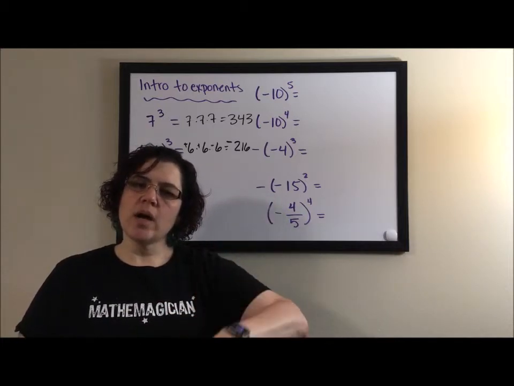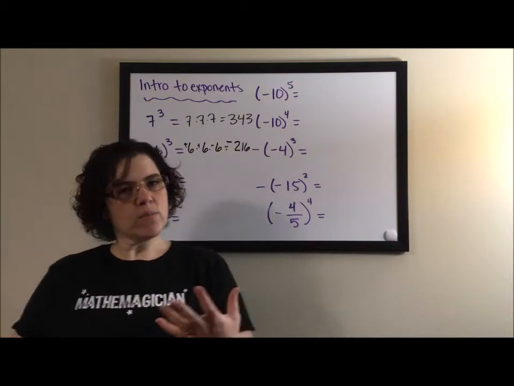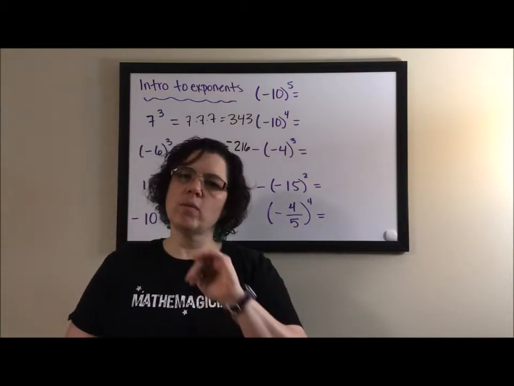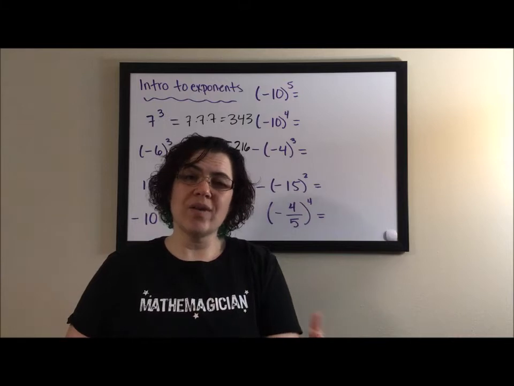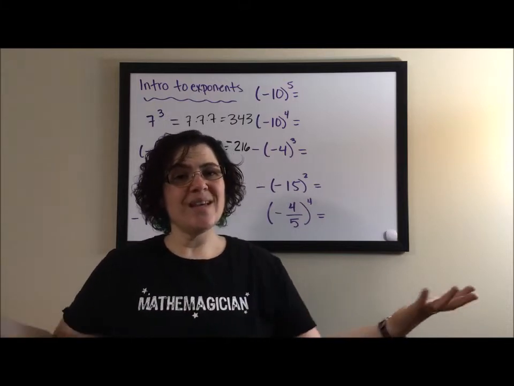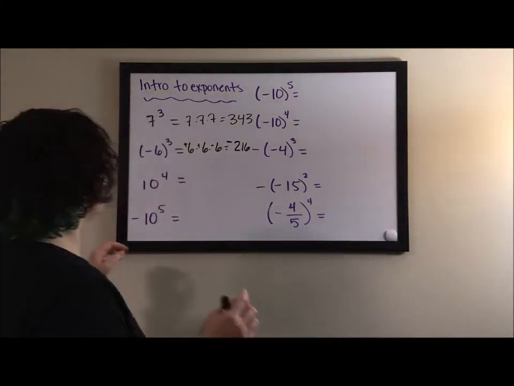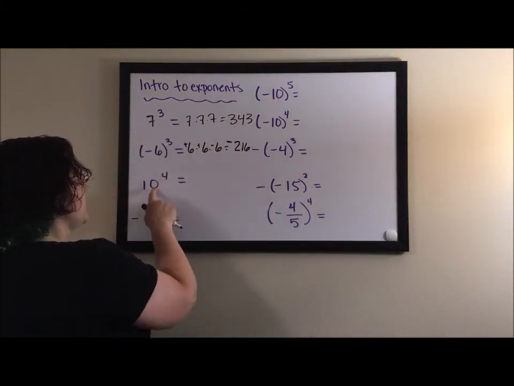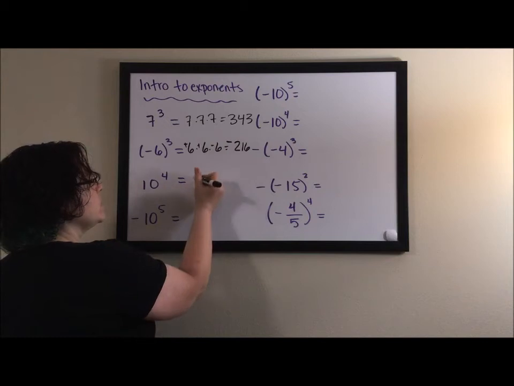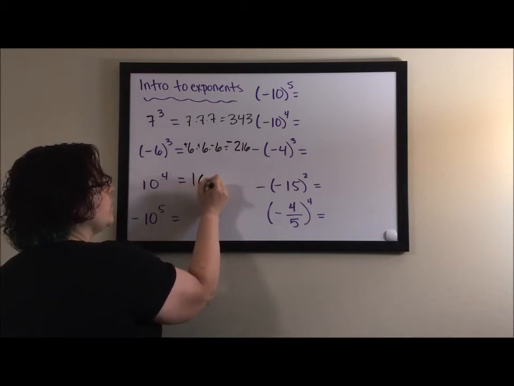So the odd thing about an odd exponent is if your base is positive, your answer is positive. If your base was negative, your answer is negative. The odd thing about an odd exponent, it doesn't affect the answer. Okay, so 10 to the fourth, 10 to any exponent, the number tells you how many zeros. So 10 to the fourth is 1 with 4 zeros.